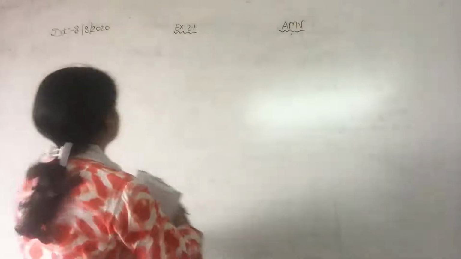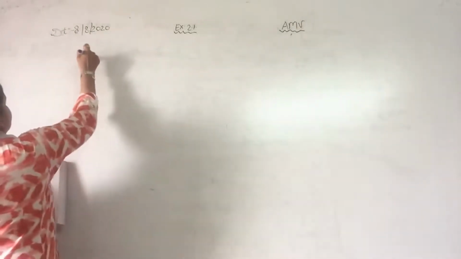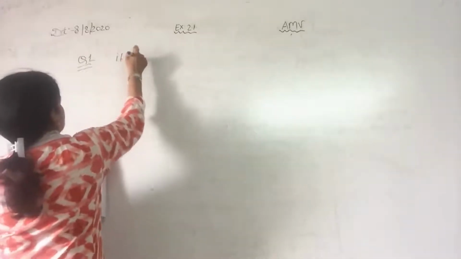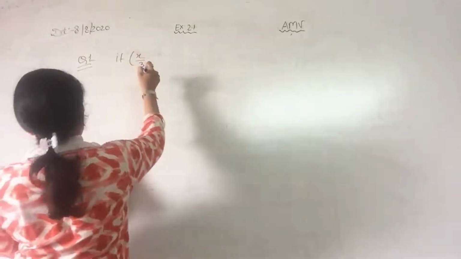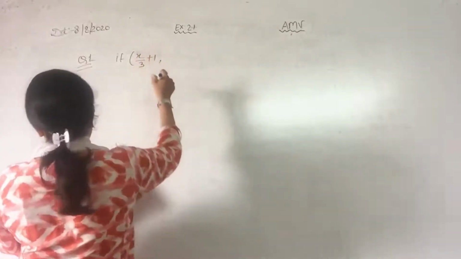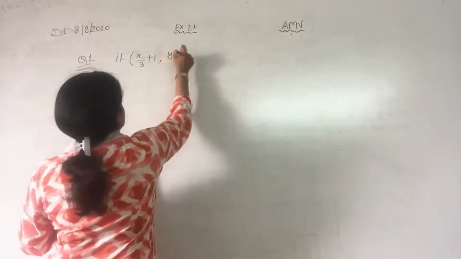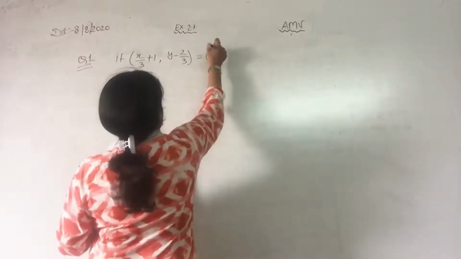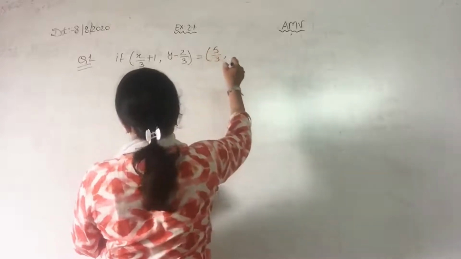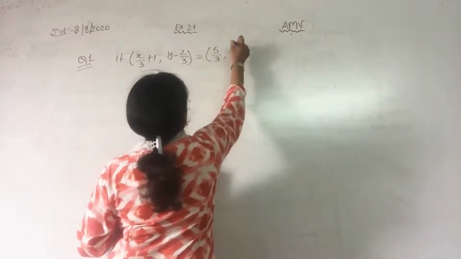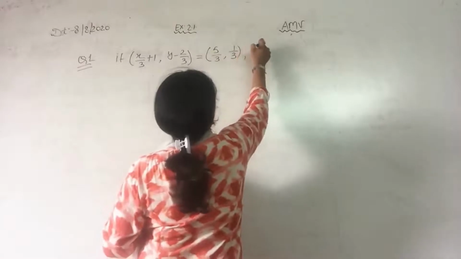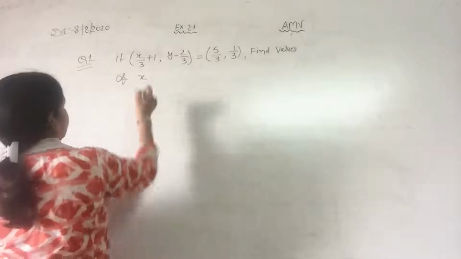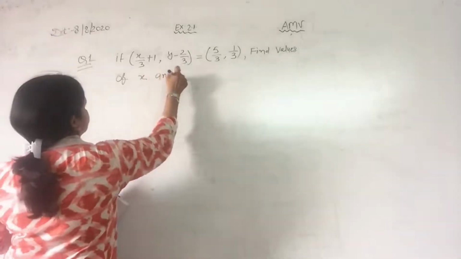The first question of the exercise is: if (x/3 + 1, y − 2/3) is equal to (5/3, 1/3), find the values of x and y.